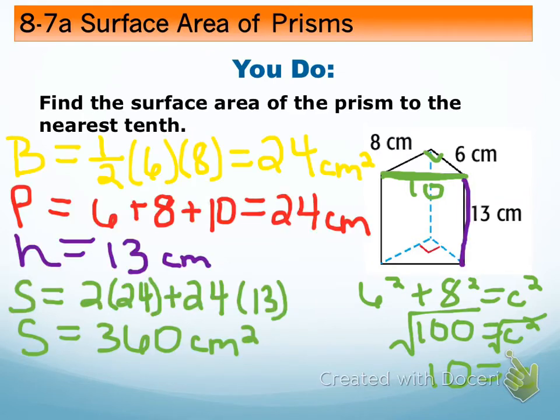Now if you did the calculations correctly, you should have found that the area of the base is 24 centimeters squared. The perimeter is also 24 centimeters. The height it's given is 13. So altogether you plug those into your formula here, and you end up with a surface area of 360 centimeters squared. So let's look at this next problem.